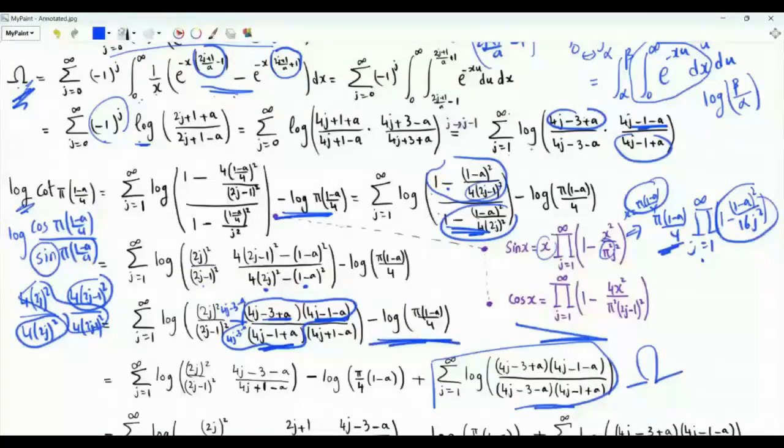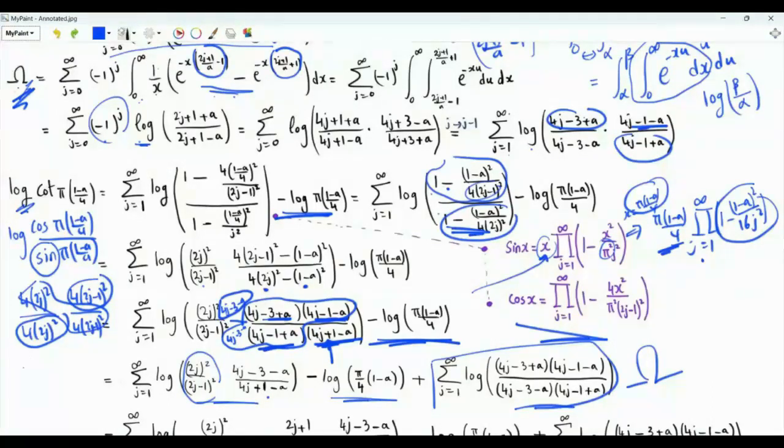Now we have this minus log of pi times 1 minus a over 4, which came from this x in the product representation of the sine function. Then we have a sum j from 1 to infinity of log 2j squared over 2j minus 1 squared. We also have 4j minus 3 minus a in the numerator and 4j plus 1 minus a in the denominator.